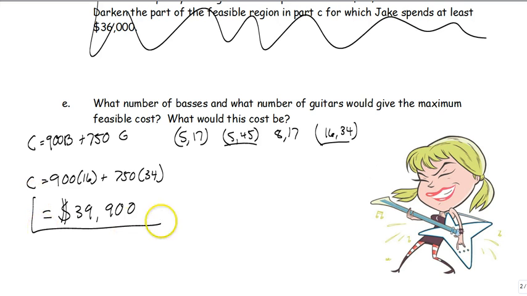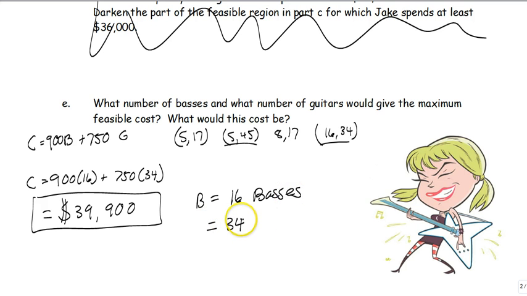When you do that, the maximum cost would be $39,900, and the number of bases would be 16, and the number of guitars would be 34. These two would give us the maximum cost and fit into our constraints.